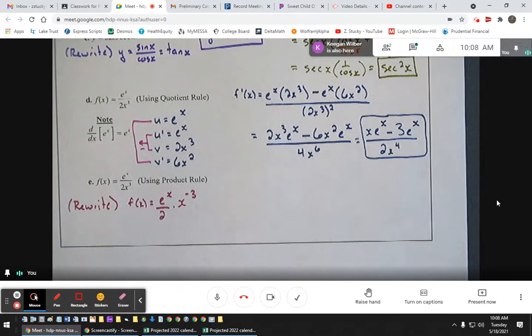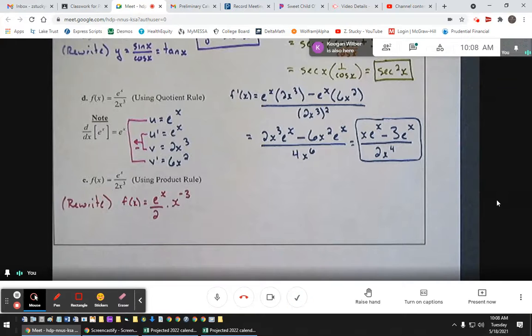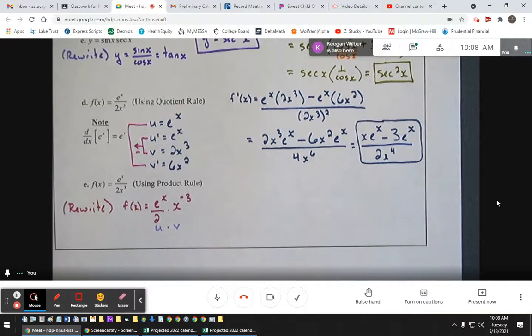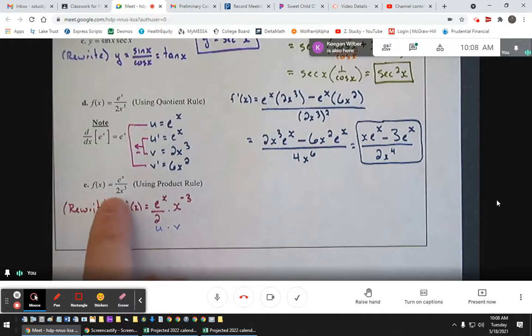Now I'm going to apply the product rule this time. But I'm going to do the product rule without my u's and v's. I'm going to show you guys a little trick here. You're going to try to do some of this in your head. What's wrong, Taylor? So you see what I did here? I had to leave this the same, e to the x over 2, but then I took this and I bumped it up.